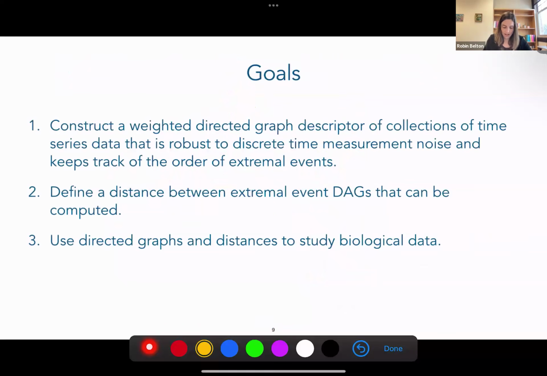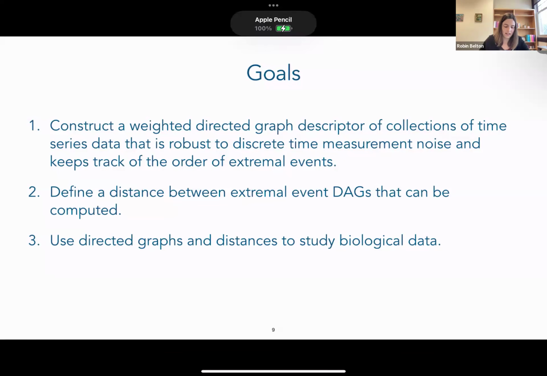All right. So we want to be able to capture that somehow, and we're going to do so in a weighted directed graph descriptor of our collections of time series data that is robust to this discrete measurement noise and keeps track of the order of the extremal events. And then once that is done, we want to define a distance between these weighted directed graphs that we call extremal event DAGs. And we want to do so in a way that can be computed, where DAG stands for directed acyclic graph.